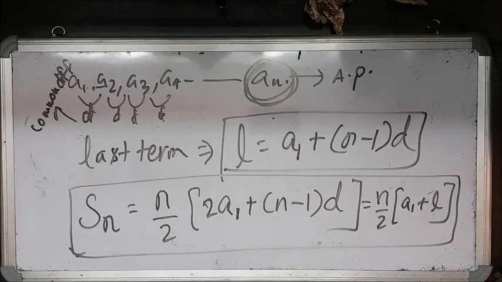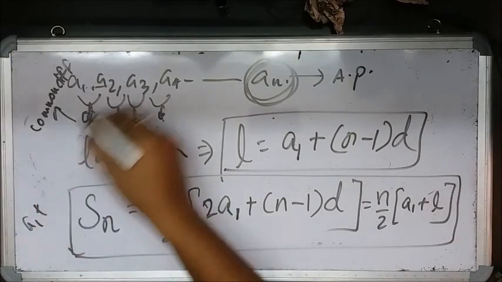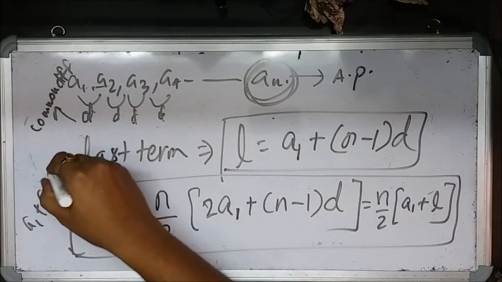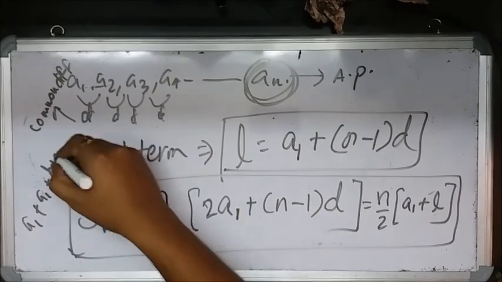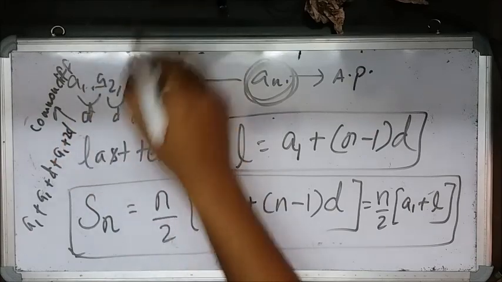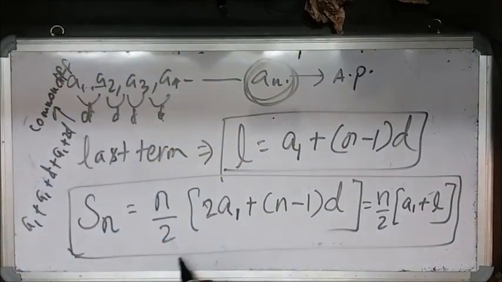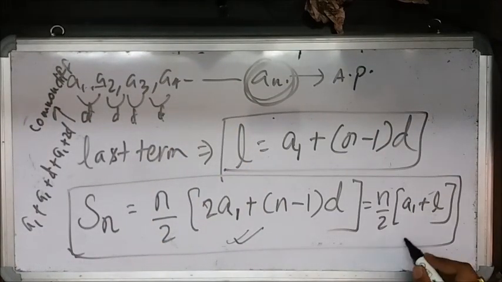Likewise, I can write A1 plus A2. In place of A2, I can write A1 plus D, plus in place of A3, I can write A1 plus 2D, and so on. I will write the n terms and add them up. We'll get this thing. It can also be written as n by 2, the first term plus last term. So these are some of the formulas which are actually very important.